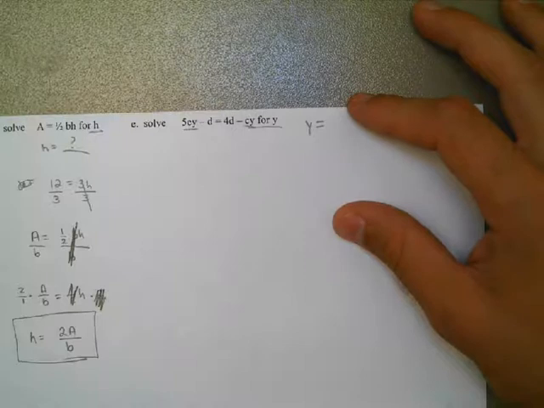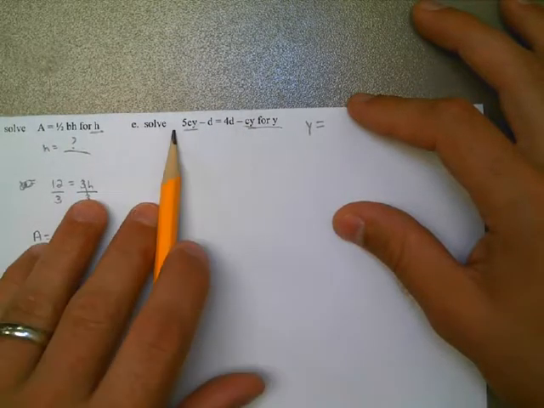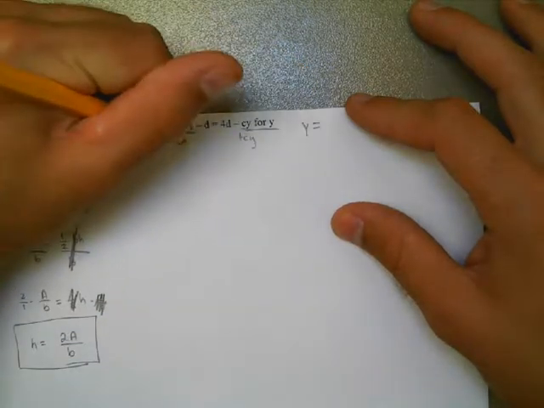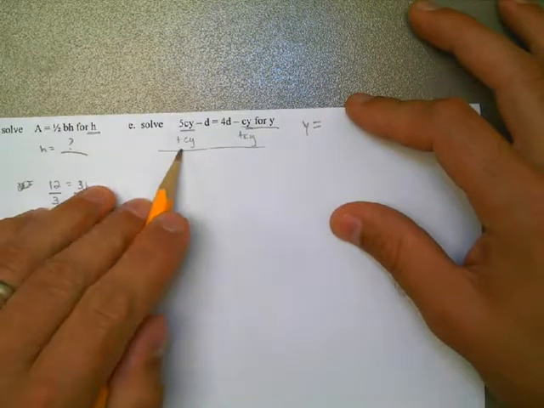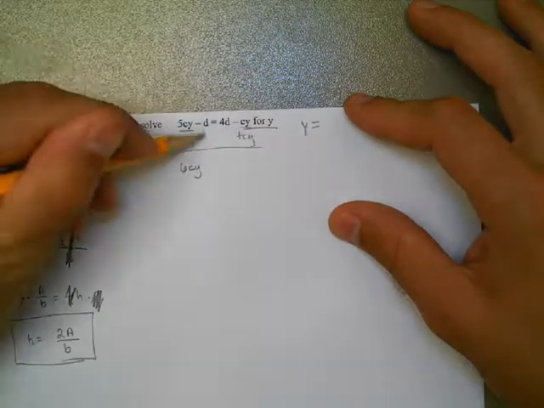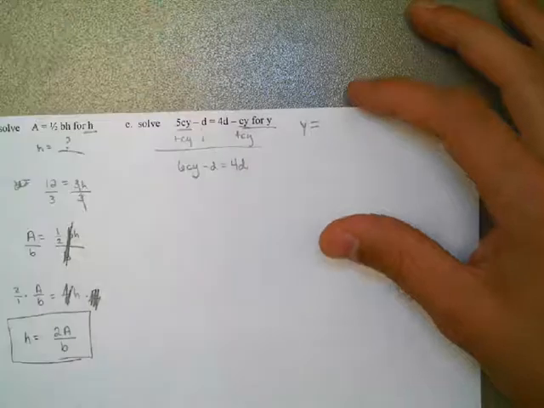We need to take these two terms with y's and move them to the left side of the equation. So I'm going to add cy to both sides. We're going to start by doing that. 5 cy's plus another cy gives me a total of 6 cy's. I still have the minus d that I've got to bring down, and that's equal to 4d.